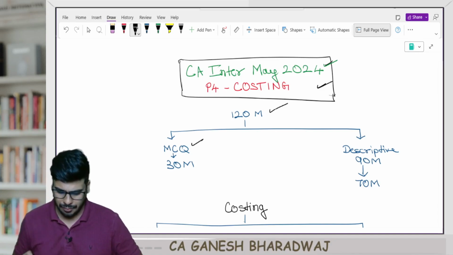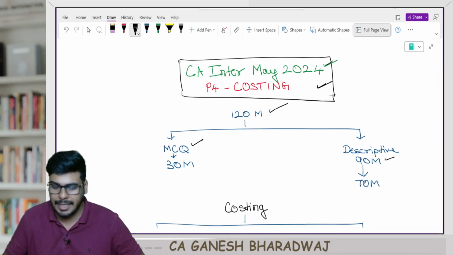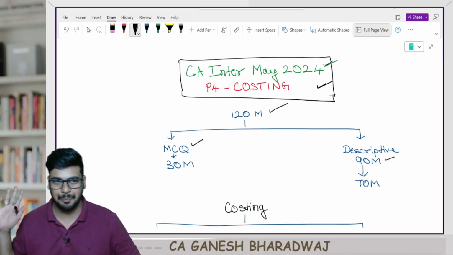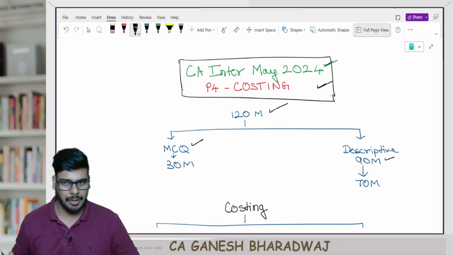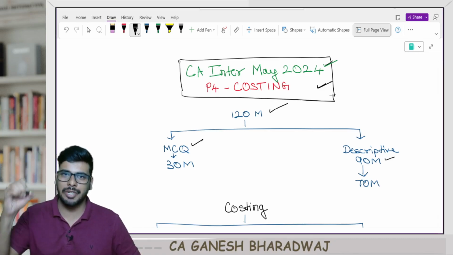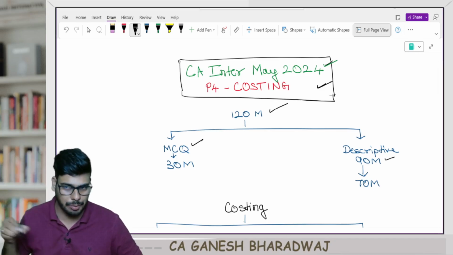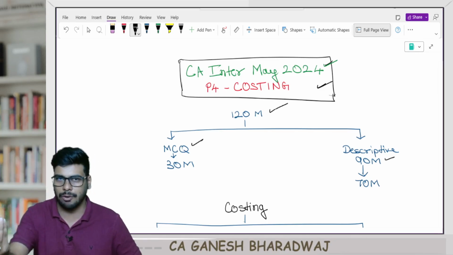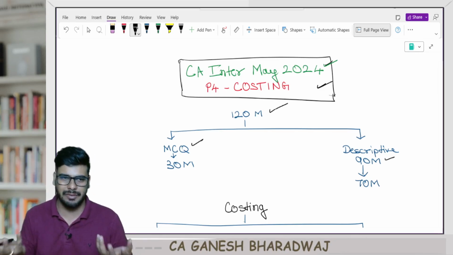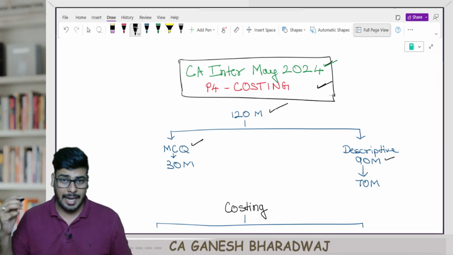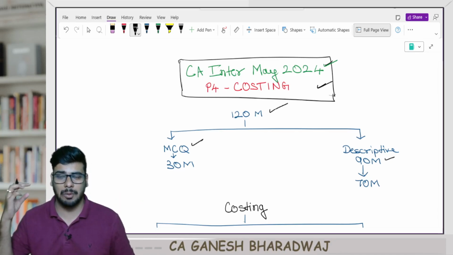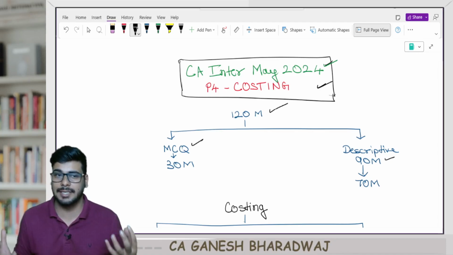Which means the remaining 90 marks comes from descriptive, right? When I say descriptive, in costing, it's basically you need to take your pen and solve the numerical problems, right? They could also test you on one theory question, which could be optional, right? Again, unless and until the institute comes up with the mock test paper, we might not know the exact model.